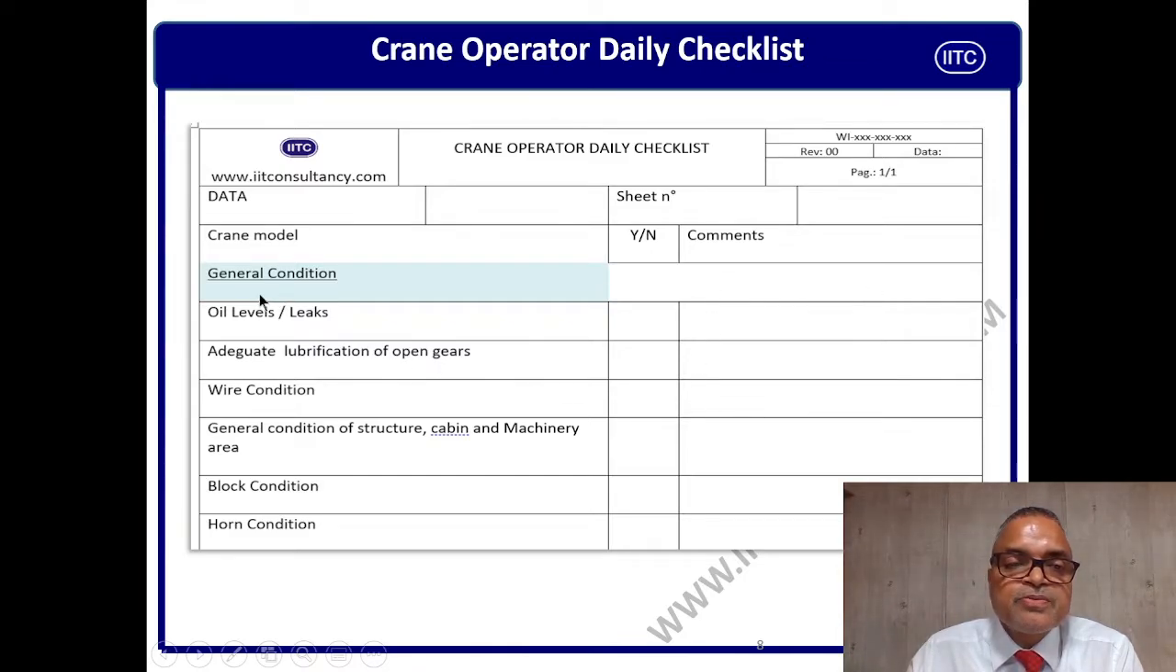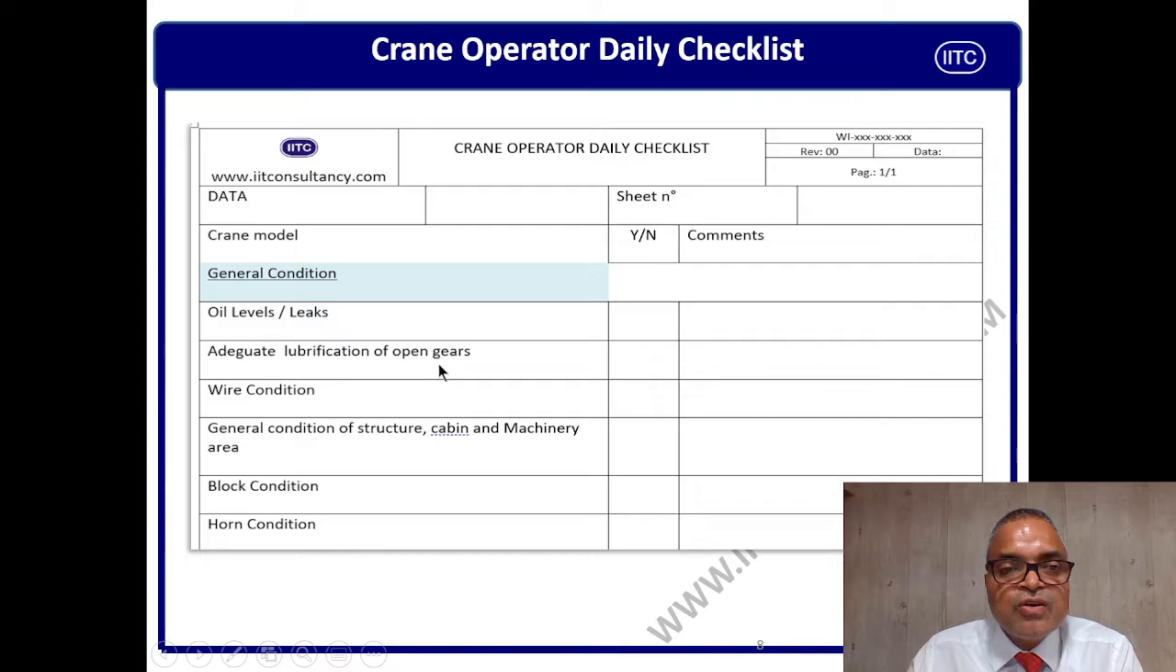Say, for example, let us take a general condition. The crane operator must check oil level and oil leaks on a daily basis. Oil level in the engine, oil level in the gearbox, or oil level in other equipment where there is oil. Then you put yes or no according to your observation. Based on yes or no, you put your comments. If there is a leak, the location of the leak, what is the size of the leak, whether there is dripping or whipping.